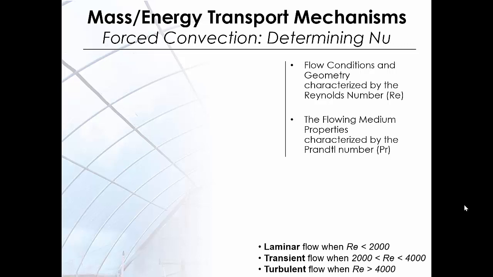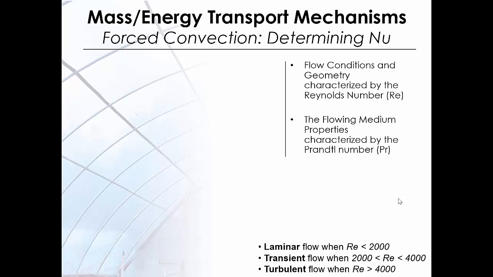We can use the Reynolds number to indicate if the flow is laminar, transient, or turbulent. As you can see, for the ranges of Reynolds numbers, for instance, Reynolds numbers less than 2000 define a laminar flow, and a Reynolds number between 2000 and 4000 determines a transient flow. In the case of turbulent flow, Reynolds numbers are higher than 4000.